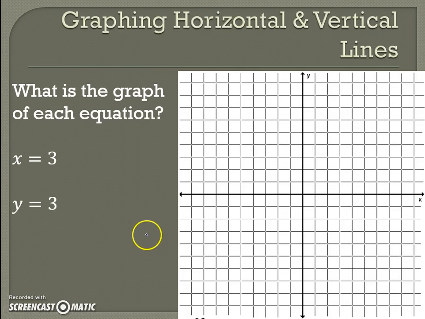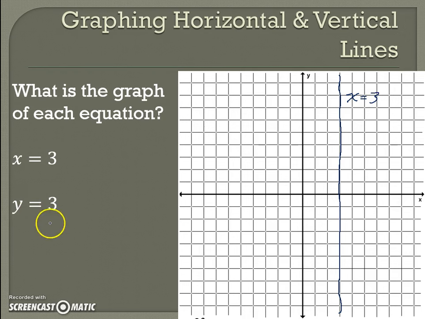All right, so here is another one to take a look at. It says, what is the graph of each equation? When it is x equals 3, that means that all of the x values are 3. So that is a vertical line, and this shouldn't be new to you, but there it is. So this is x equals 3.